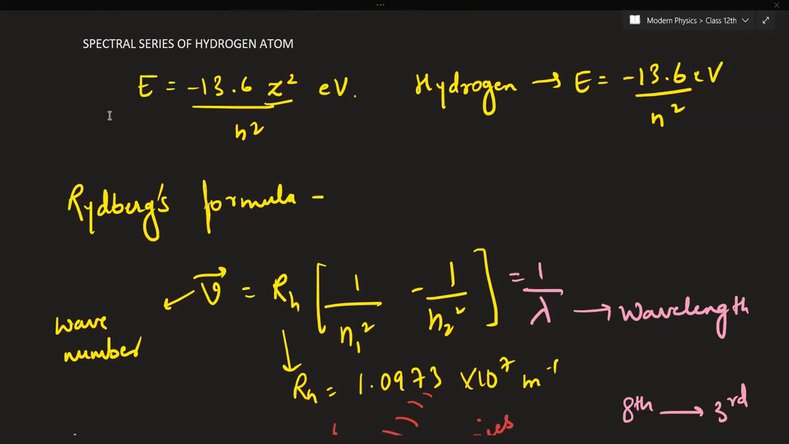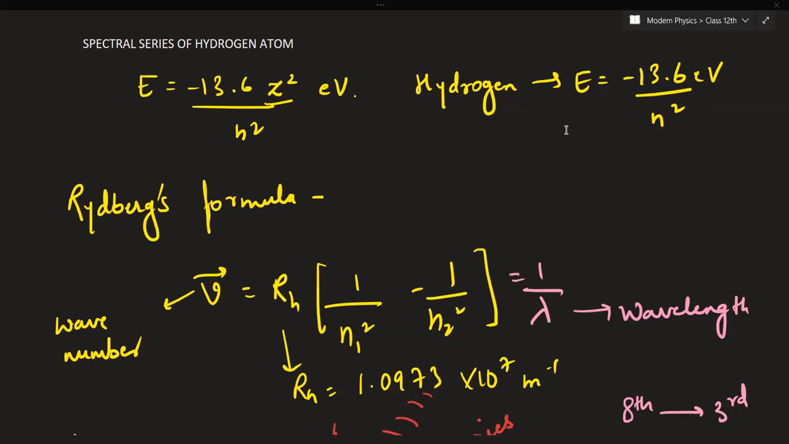Class, look here. Try to understand the spectral series of hydrogen atom. See, the formula of total energy that you've obtained, again, if you put all the values that are present, the energy will be minus 13.6 Z square by N square. Now, for hydrogen atom, the value of Z is 1, since the atomic number for hydrogen is 1. So E is minus 13.6 electron volt by N square. And class, remember, this is in electron volt. The unit here is electron volt, not joules.